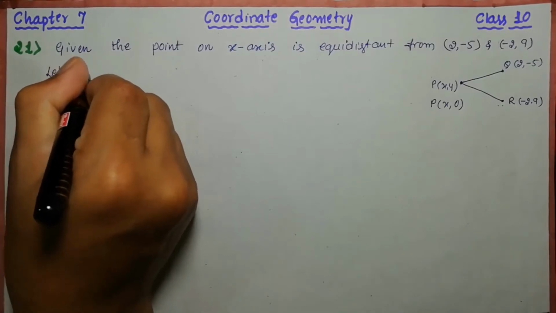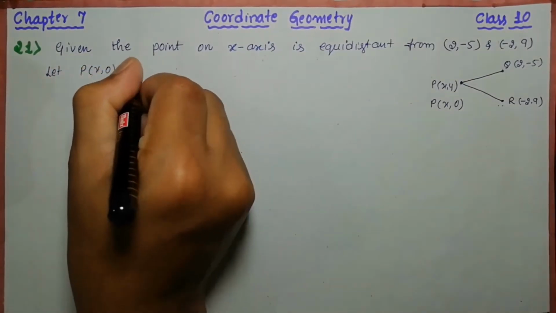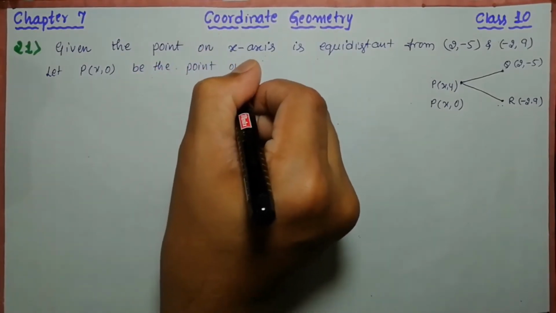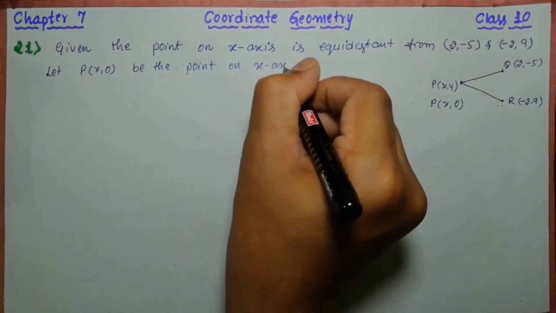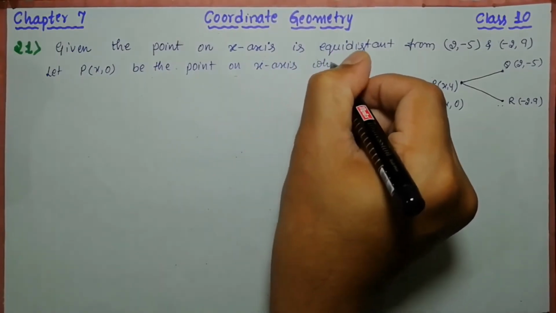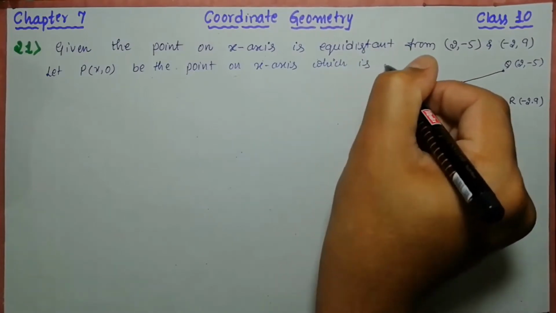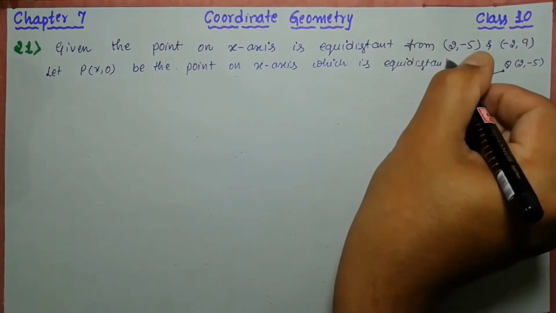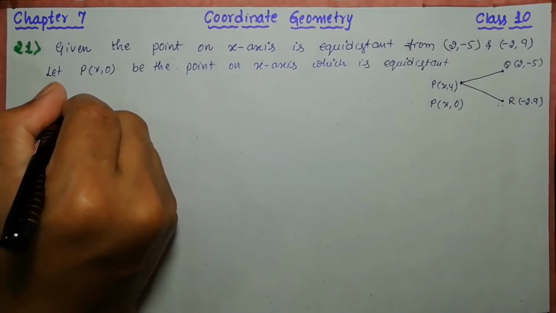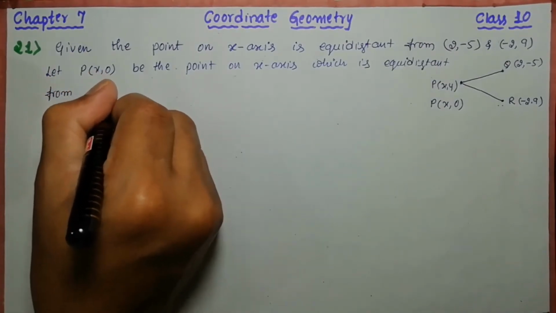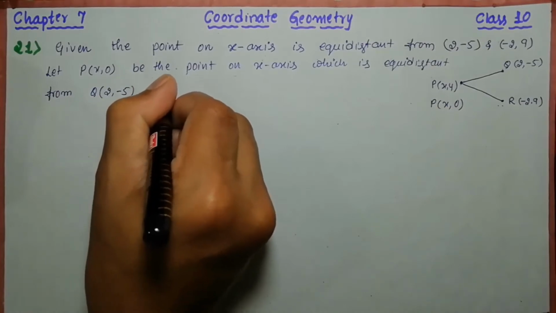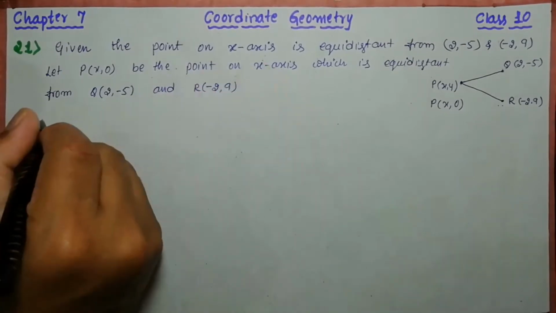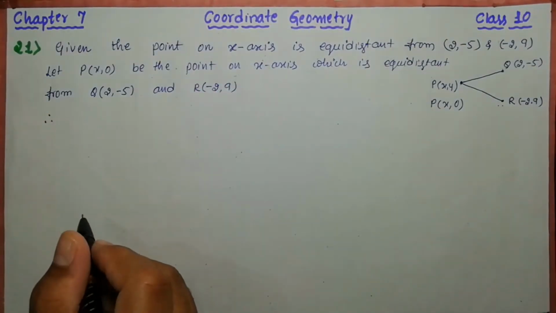Let P(x, 0) be the point on x-axis which is equidistant from Q(2, -5) and R(-2, 9). Therefore, now you need to write down this one mathematically.